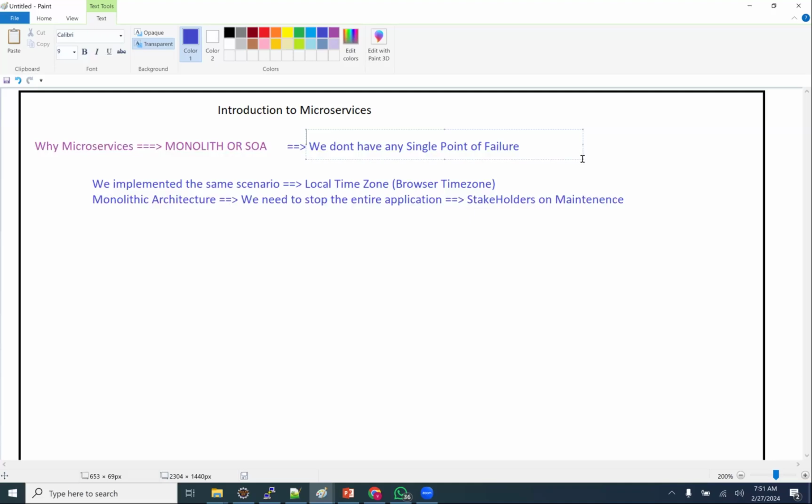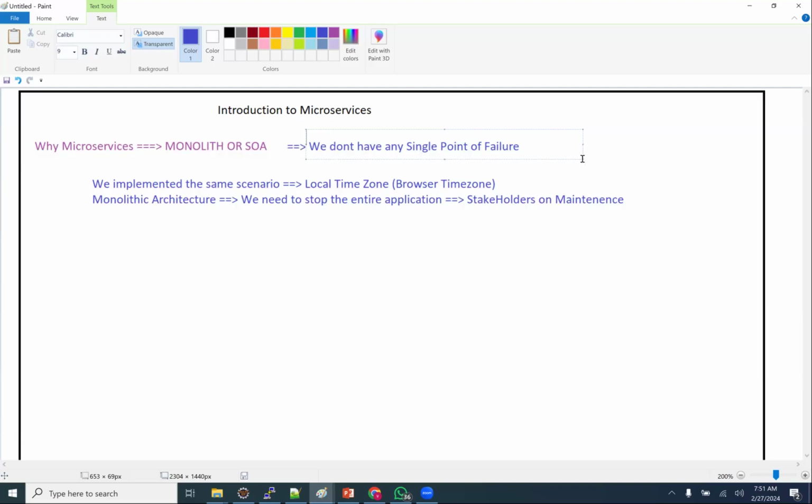The single point of failure was there in the old architecture, but we don't have it in microservices. That is the reason why microservices are very popular. This is one of the main important reasons. There are other reasons, but this is the main reason for the evolution of microservices. Got it? Yeah, single point of failure means like the new home loan app.